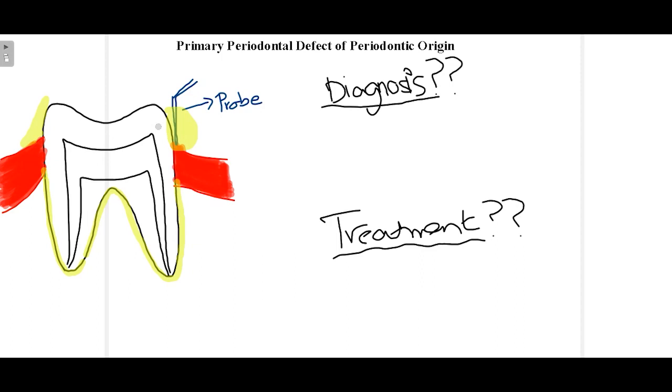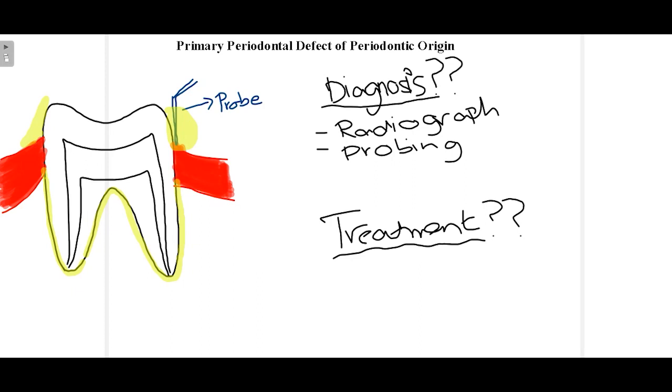Now how will you diagnose whether the patient has developed periodontitis or not? The most important thing is the radiograph. In the radiograph, if the patient has periodontitis, you can see either horizontal bone loss or vertical bone loss, and of course you will also do probing around all teeth that you suspect of having periodontitis. You insert the probe and then you check for the pocket depth around all of the teeth.